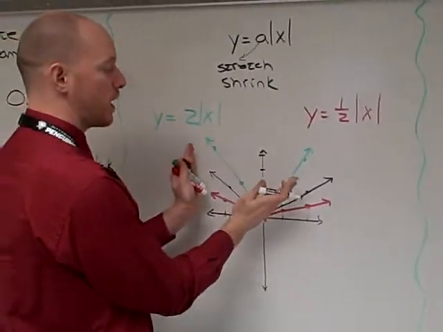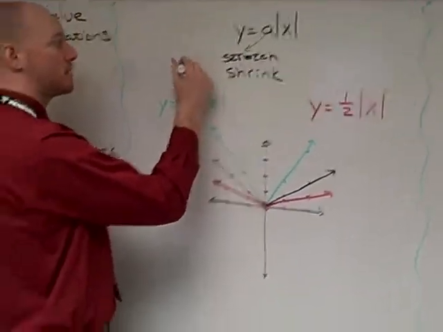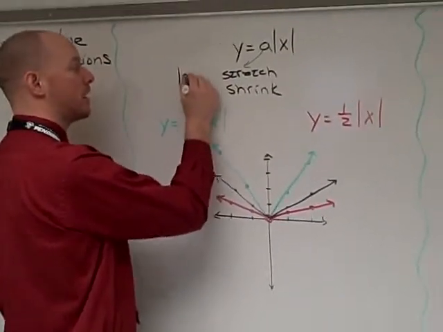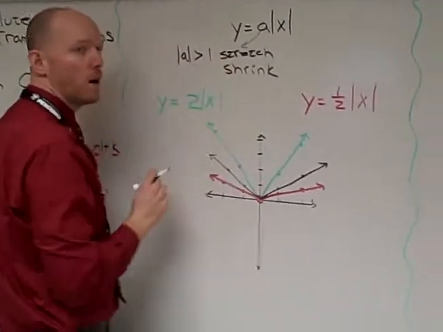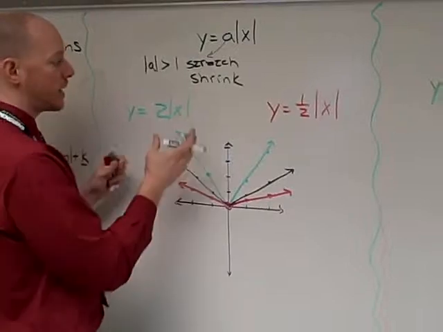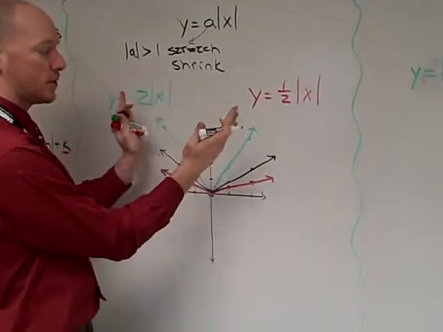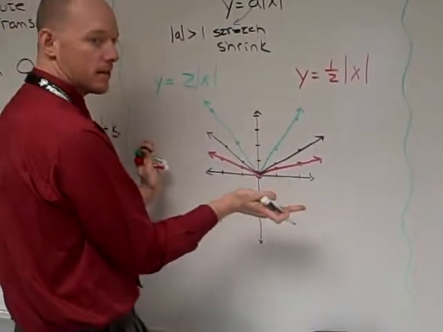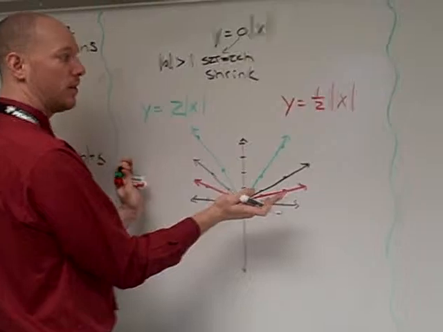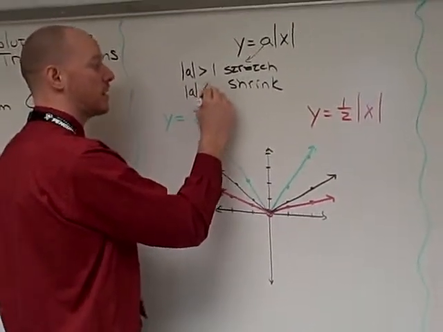Stretch means that we're actually going to increase more rapidly vertically. That happens when we have an A value such that the absolute value of A is greater than 1. So if our A value is greater than 1, then it's going to actually get vertical more quickly. We'll shrink it, or we'll actually flatten it out in this case, if the absolute value of our A value is less than 1.